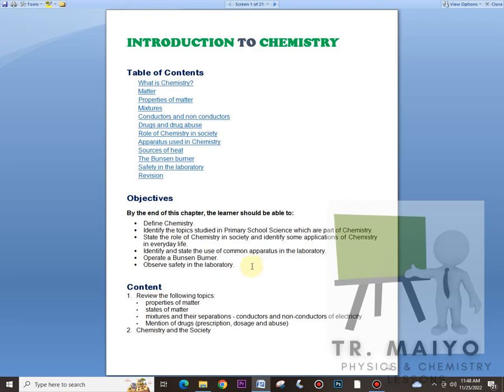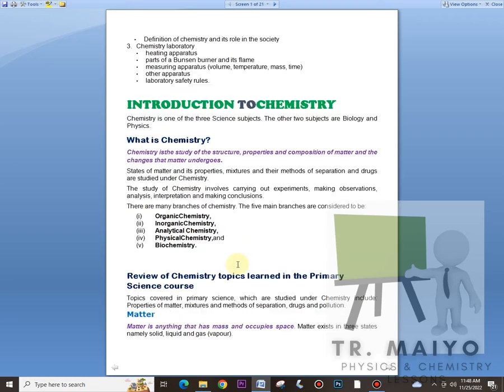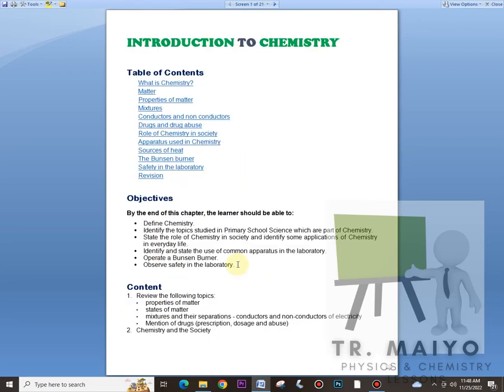We don't study chemistry for fun, we study it because it has or it will play a role in the society. Identify and state the use of common apparatus in the laboratory, operate a Bunsen burner, observe safety in the laboratory. Yes. Let's look at the content now.